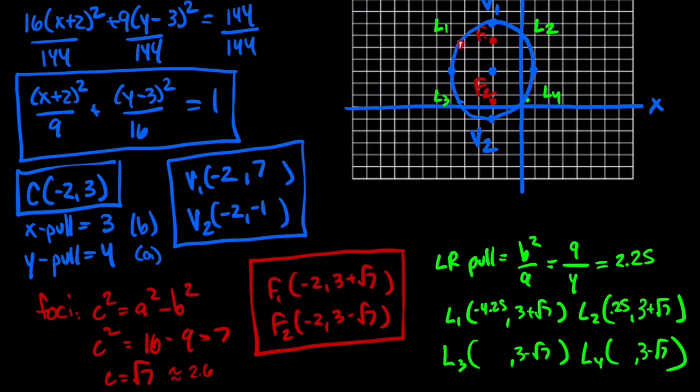And L1 and L3 have the same x-coordinate, so those will be the same, negative 4.25. And then obviously L2 and L4 have the same x-coordinate, so those two will be the same, 0.25.